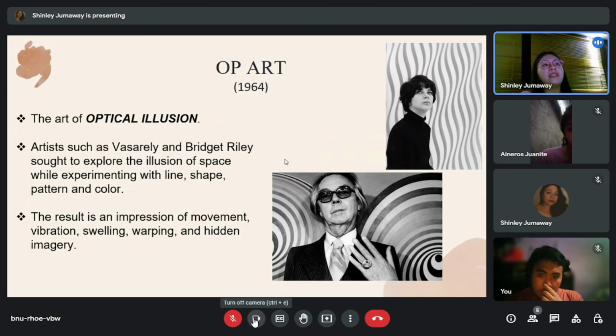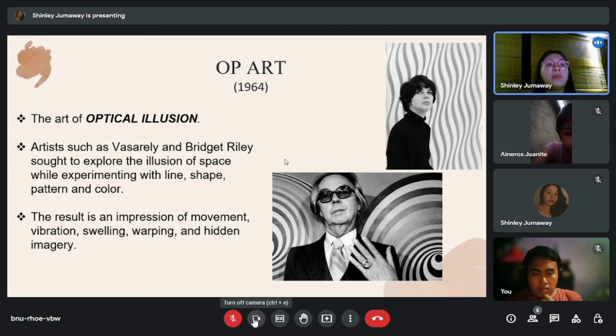So the next one is OP art, or the art of optical illusion. Artists such as Vasarely and Bridget Riley sought to explore the illusion of space while experimenting with line, shape, pattern, and color. The result is an impression of movement, vibration, swelling, warping, and hidden imagery. From the word illusion, an illusion is a thing that is likely to be wrongly perceived or interpreted by the senses. It is an aesthetic style that intentionally exploits the oddity of human perception, that gives the human eye the ability to deceive the human brain.